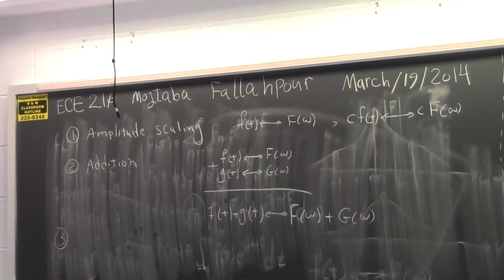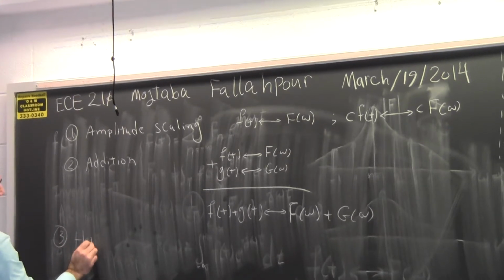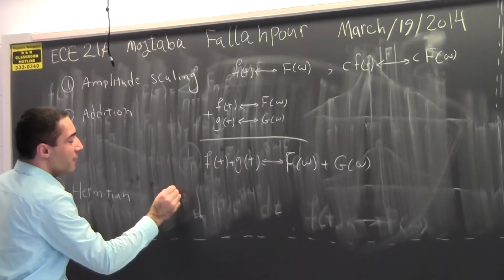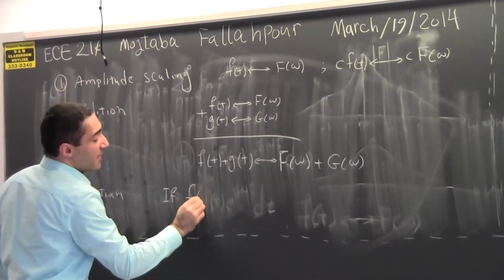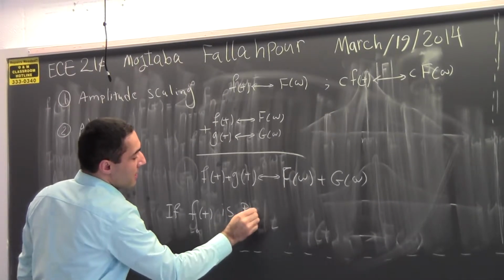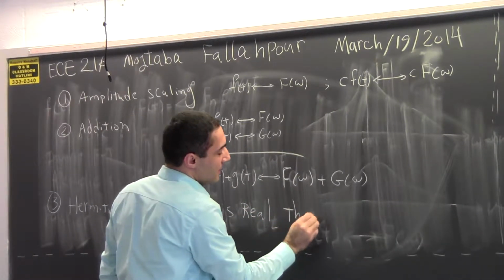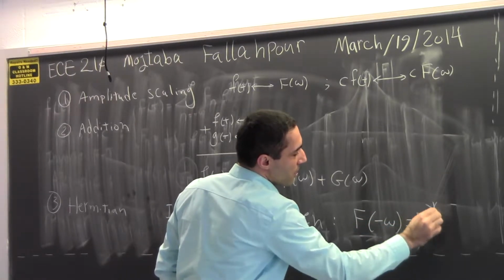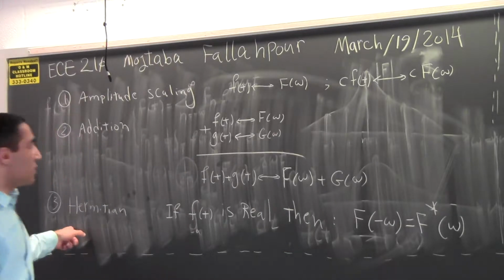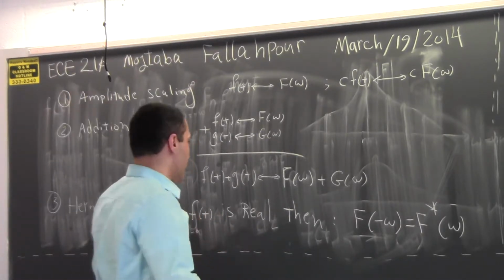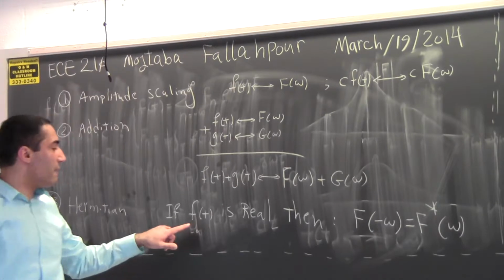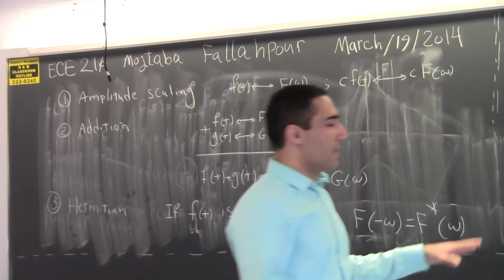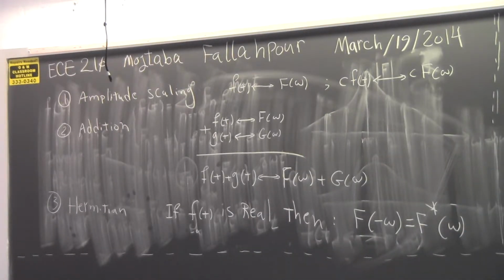Third one is Hermitian. It says that if your f(t) is real, then your F(-omega) should be F conjugate of omega. This is pretty much the definition of Hermitian. So if your f(t) is real, your F(omega) should be Hermitian. If you conjugate it and switch omega to minus omega, this should hold.